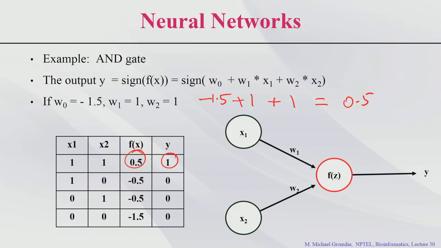If you take a second example, x1 equal to 1 and x2 equal to 0, then in this case minus 1.5 plus 1 plus 0 is equal to minus 0.5. The sign is minus, so the output is equal to 0. For the next two cases, both are minus, so both are zeros. You can see that with respect to this sign you can decide which class it is.